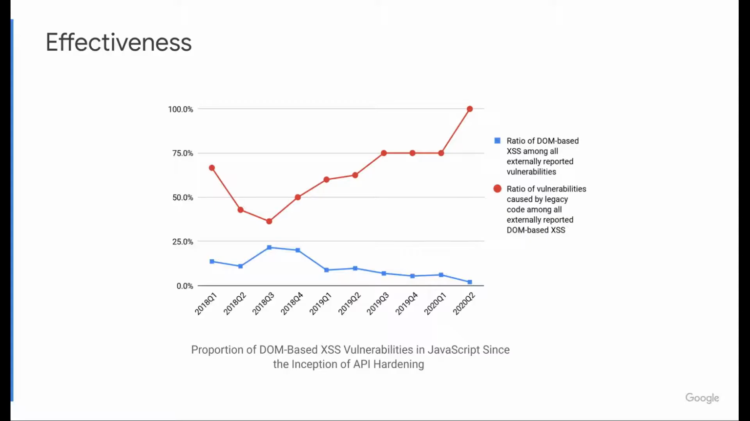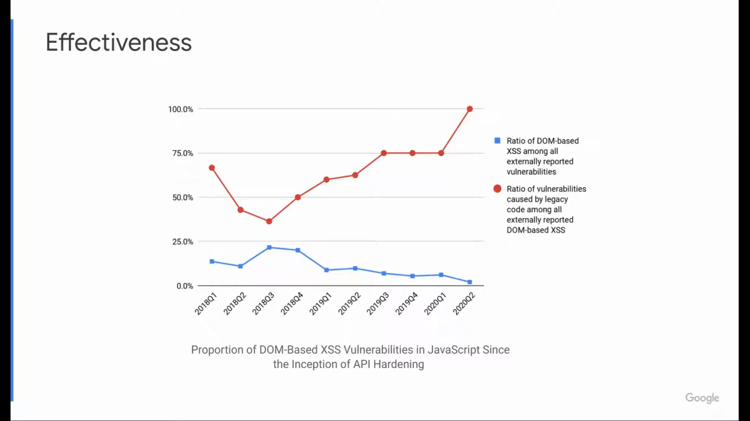Now let's see some empirical results about deploying API hardening at Google. First, effectiveness. Since the first quarter of 2018, when we started adopting API hardening, the proportion of DOM access among all externally reported vulnerabilities has been declining, as shown by the blue curve.